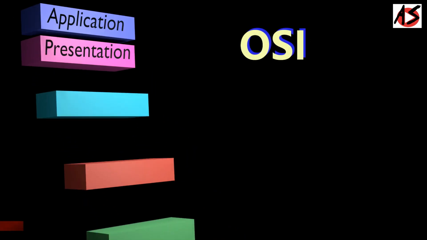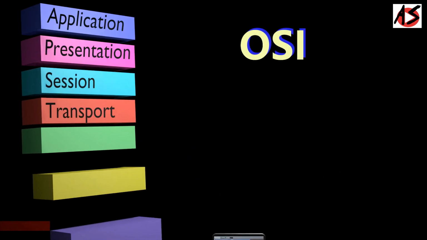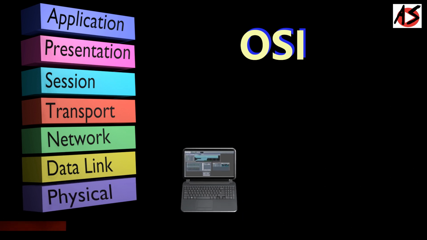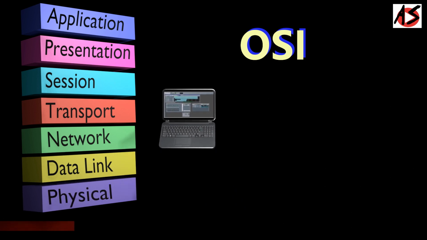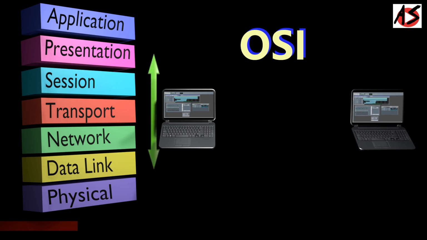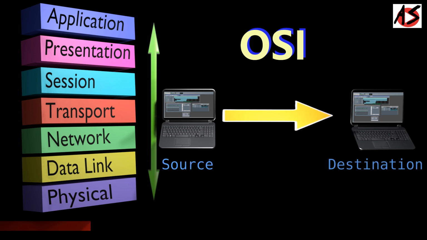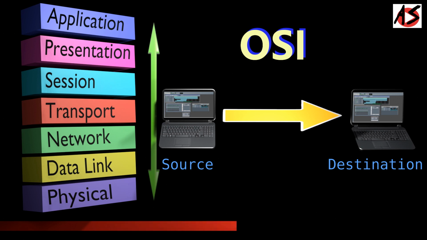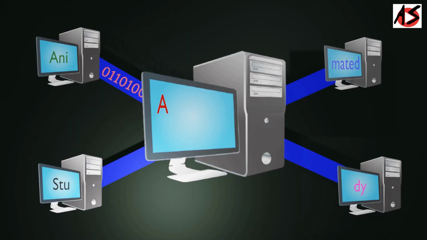OSI is a 7-layer architecture with each layer having specific functionality to perform. All 7 layers work together to transmit the data from source node to destination node. So, to understand the functionality of each layer, watch the video till the end.